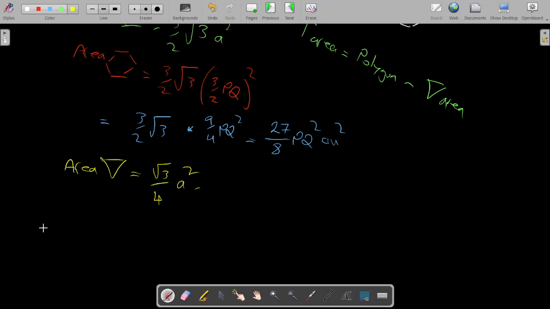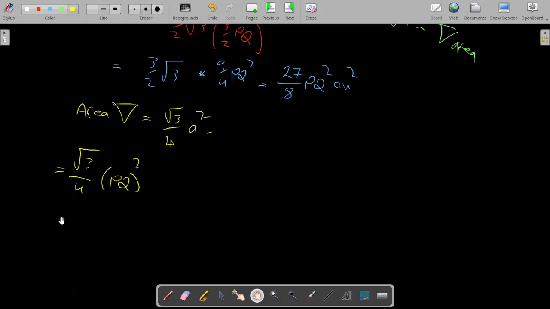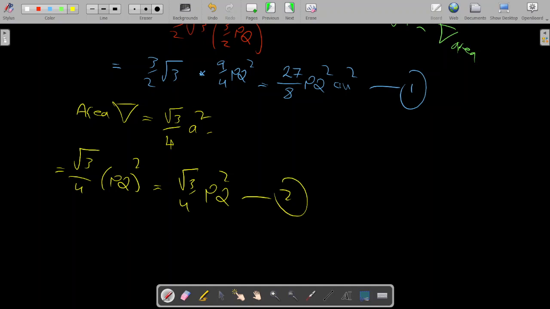So this is going to be equal to what? Square root 3 over 4 PQ of all of it squared. So this is going to be equal to, and by the way, try to add some coding here. This is going to be equal to equation 1, and this is going to be equal to equation 2, but I need to simplify it a little bit. So it's going to be equal to square root of 3 over 4 PQ squared. This is equation 2.